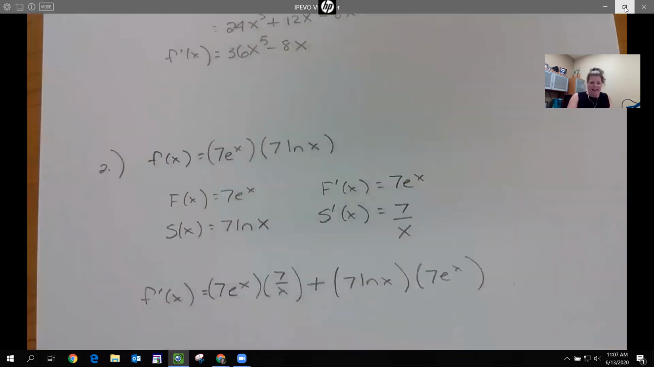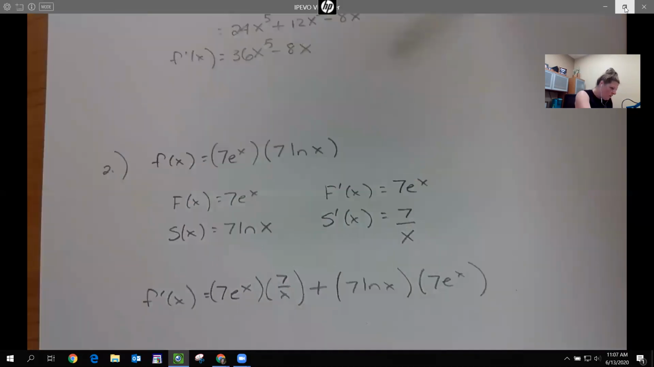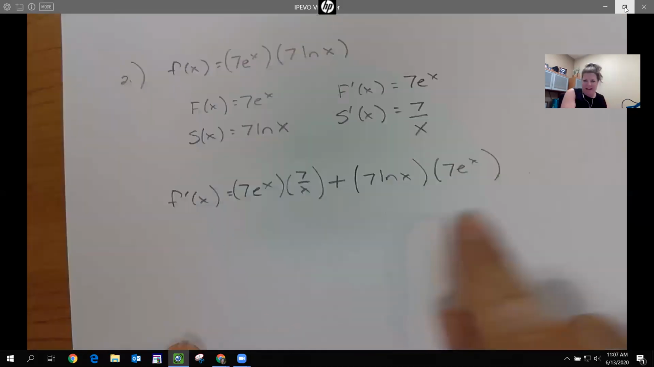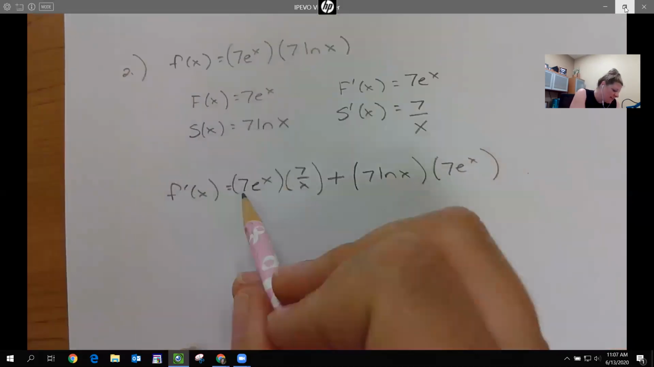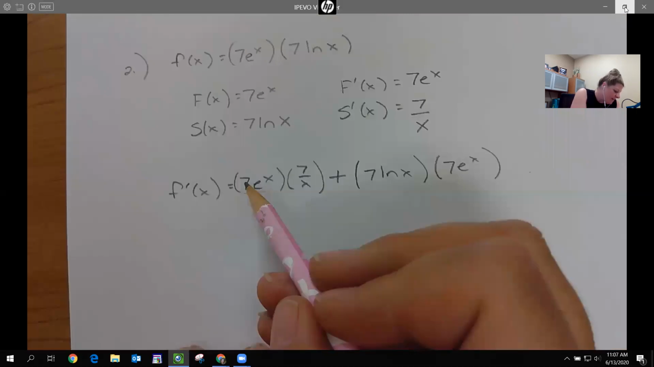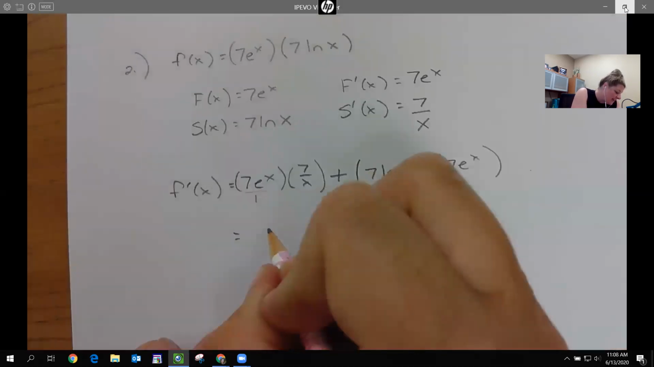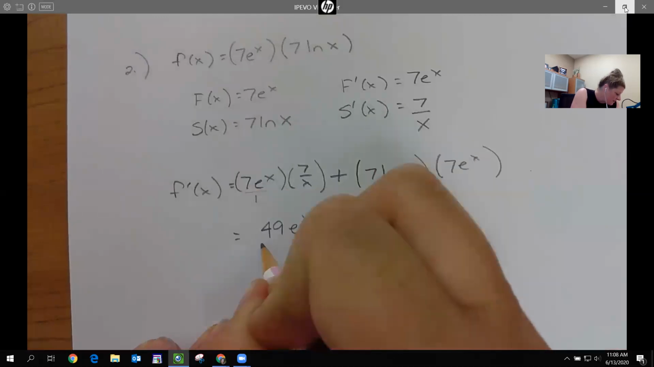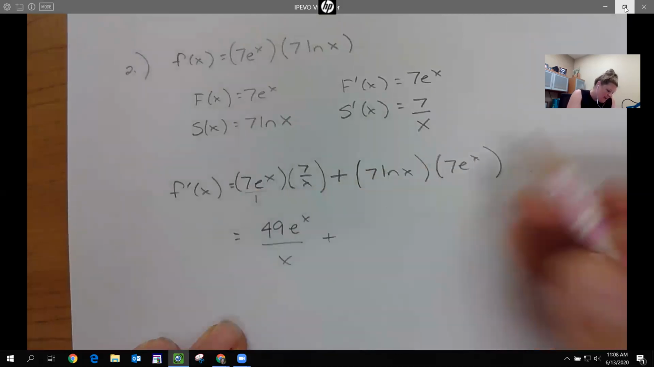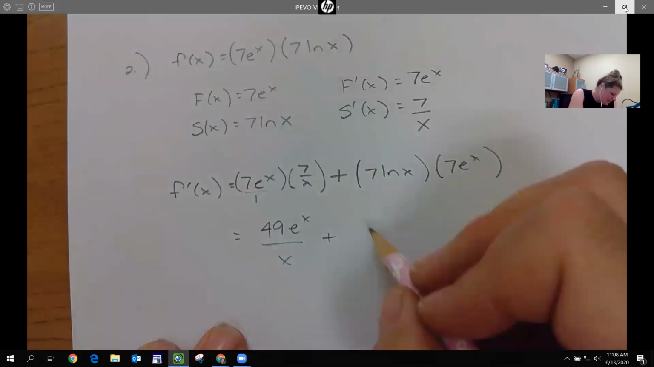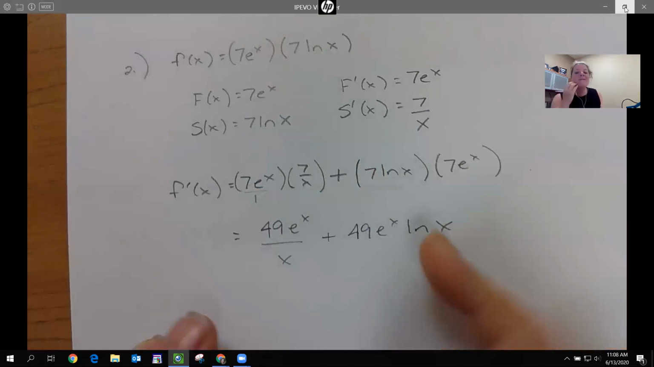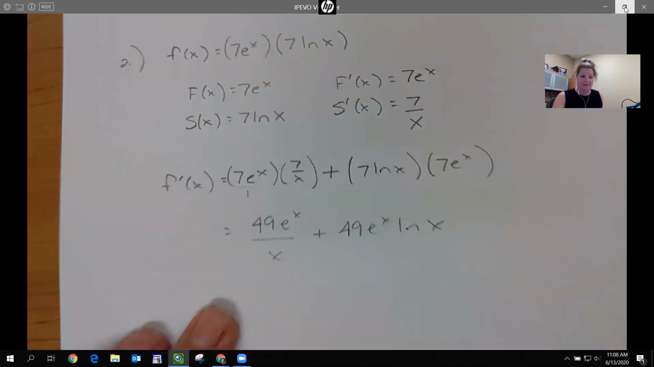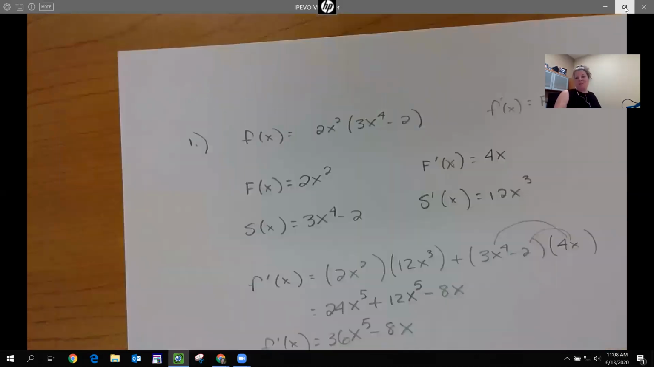Now simplifying that, not a whole lot we could do to simplify. My math lab is great. It really will take this as your answer. But I want you to think of this as being on the denominator, so it's like this is over 1. I could times this by this, and I end up with 49 e to the x on the top over x, plus, I can times these and get 49 e to the x natural log of x. So there you go. There's one where I kind of feel like I have to use that product rule. You can pause that if I went too fast.